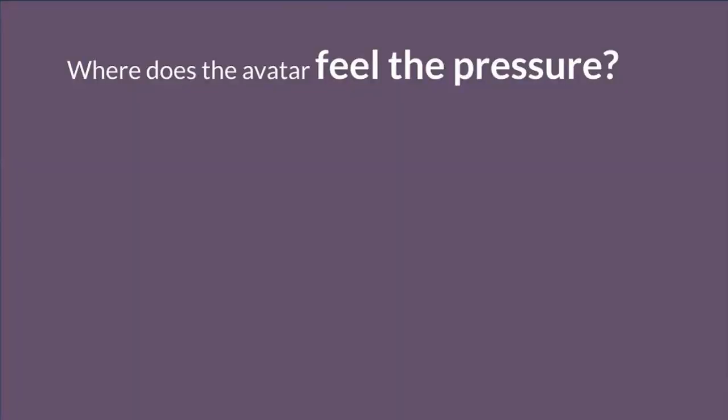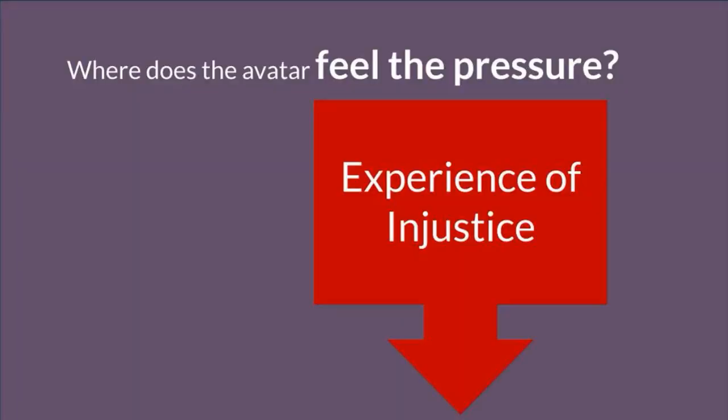And I'll tell you, if there's been a crime committed against me, I want James Bond or Olivia Benson or Inspector Henley fighting for me. I want them on my side. Where does the avatar feel the pressure? The experience of injustice. If they are experiencing that to the point that it's pressuring internal change, crime is one of your external story dynamics.